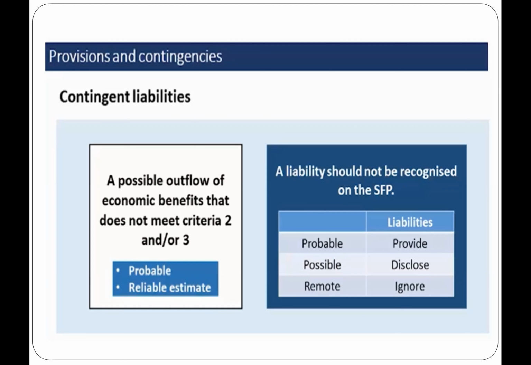So if something is remote, you need to ignore it. You don't need to create a provision, and you don't need to disclose anything. You just leave it as it is. But if it is possible, perhaps between 10% and 50%, you need to make a disclosure note. But the 10% is not a provision of the standard. It's up to you as the accountant to determine what is possible and what is not. So that's as far as the contingent liability is concerned.